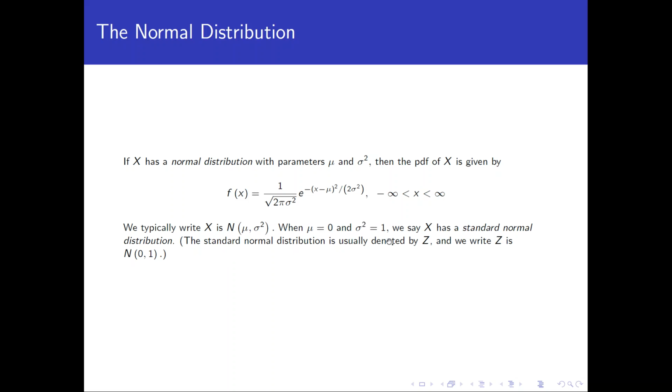Alright, if mu is 0 and sigma squared is 1, then we say x has a standard normal distribution, and typically we denote the standard normal distribution by z.